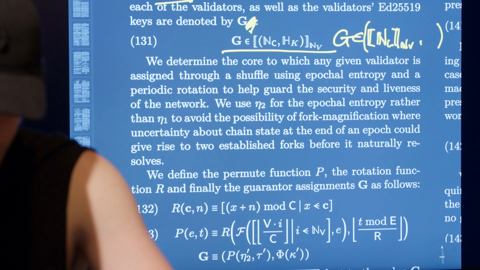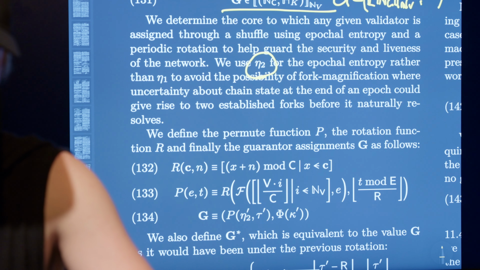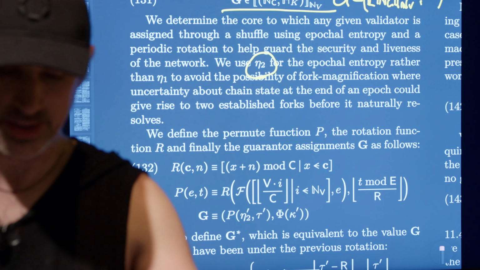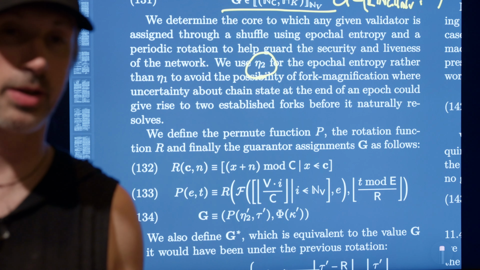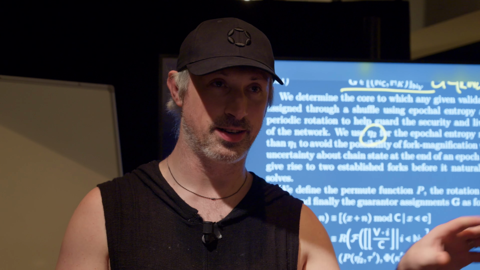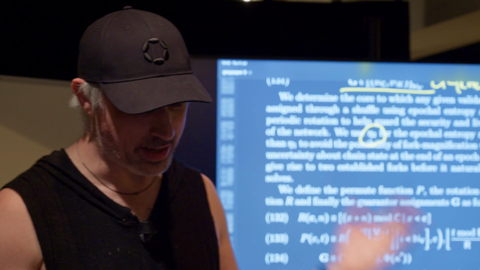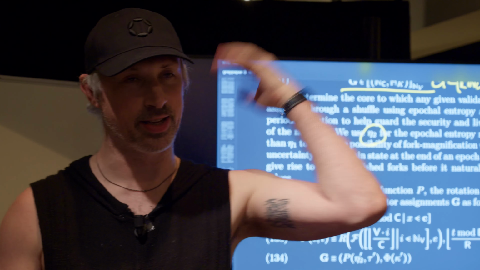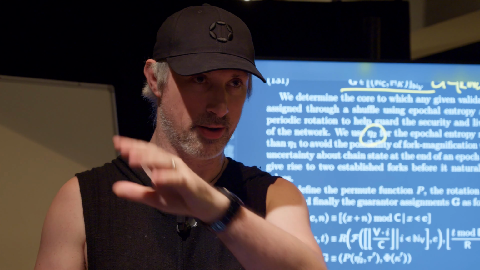So we determine the core. We use eta 2 as the epochal entropy. If you remember eta, there are actually 4 items in eta. There's eta 0, which is our current epochal randomness or entropy accumulator. It's where we put in, if you remember, the VRF seal that's in the header. We're feeding this entropy into eta 0 every block. Then at the beginning of an epoch, we take out that eta 0, put it in eta 1. We take eta 1, put it in eta 2, we take eta 2, put it in eta 3. And eta 3 just gets thrown away. So we've got this kind of pipeline of entropy.